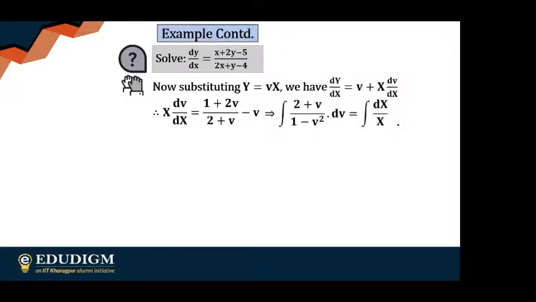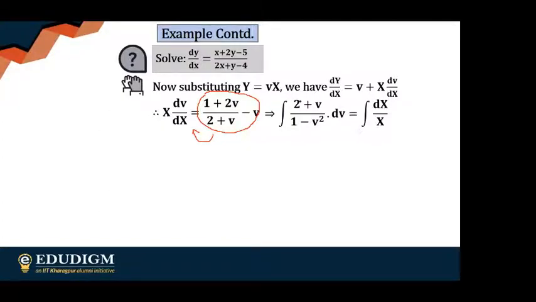So the next thing you do is separation of variables. Do this calculation yourself. This will actually give you (1 minus v squared) divided by (2 plus v). I'm taking it to this side, and this side is actually dx by x. See the calculations properly.